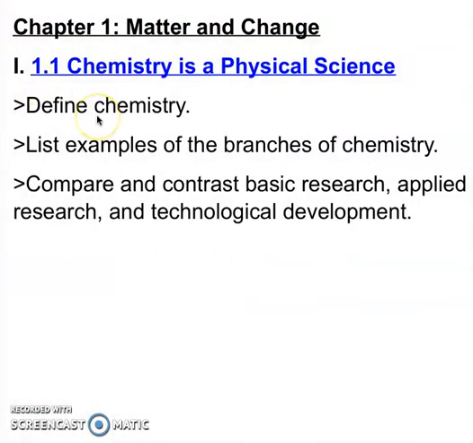Okay, so our learning objectives for this chapter are: define chemistry, list examples of the branches of chemistry, there are 6 of them, and then compare and contrast basic research, applied research, and technological development.